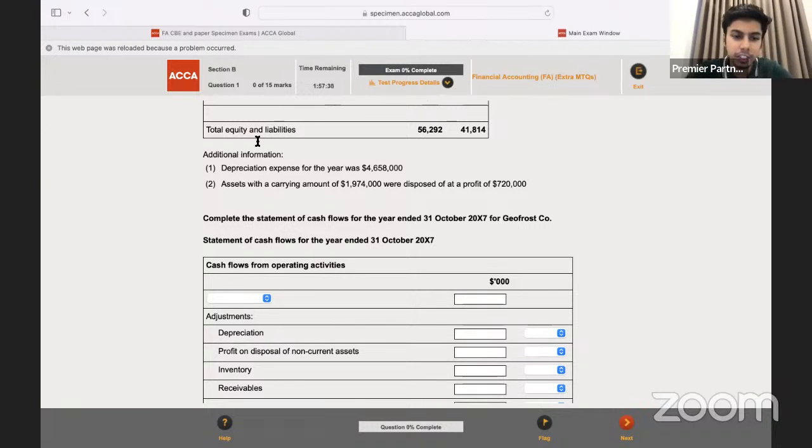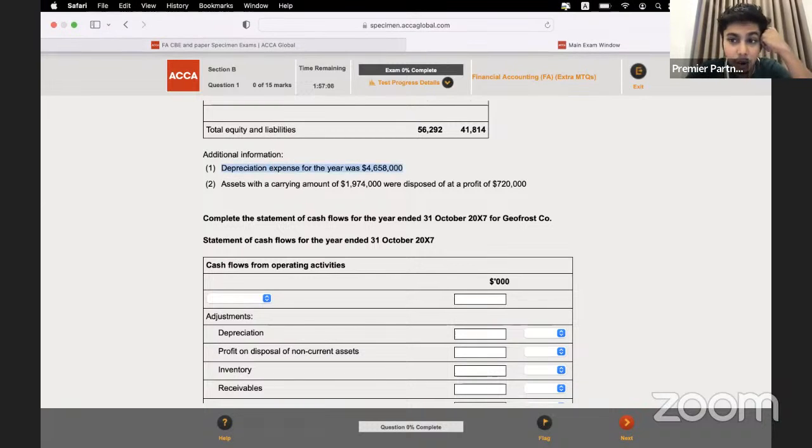So additional information, point number 1, depreciation expense was 4,658,000. Right. So guys, you should understand depreciation is considered as a non-cash item. When you do a cash flow lesson, we only focus on cash inflows and outflows. So this depreciation, what you see here on the screen, we consider this as a non-cash item. A non-cash item in the sense that money doesn't come in, nor does it go out.